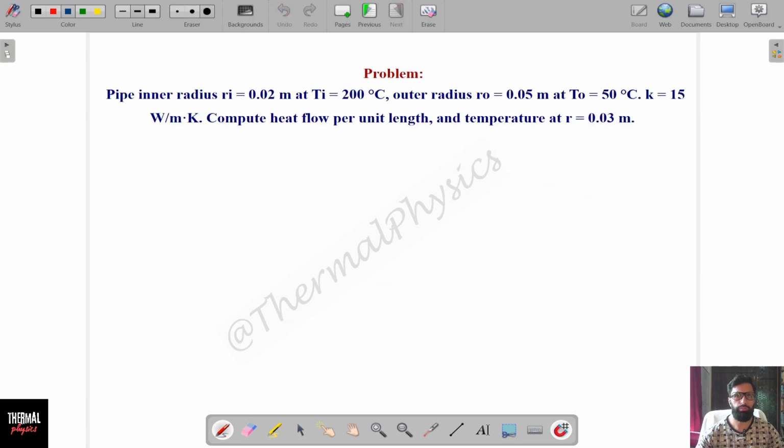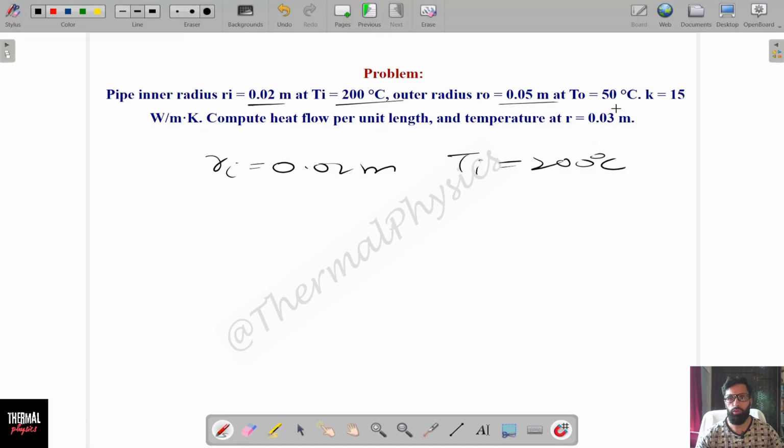So let's move forward. We have a problem, and this is a steady-state problem that we are going to study, so there will be no involvement of time. The problem says the inner pipe radius is 0.02 meters, and the temperature on the inner side is 200 degrees Celsius, and the outer radius is 0.05 meter. Temperature on the outer side is 50 degrees Celsius. Thermal conductivity of the material is 15 watt per meter Kelvin. This is all that we are going to need for our problem. We have to calculate the heat transfer per unit length and the temperature at a radial point.